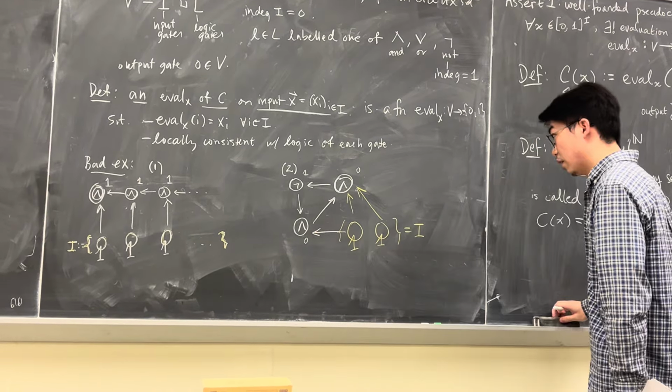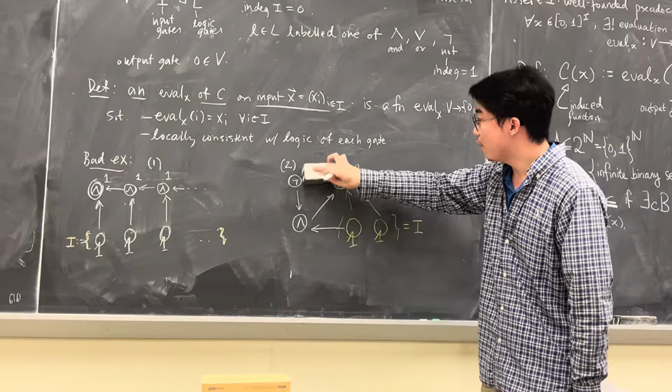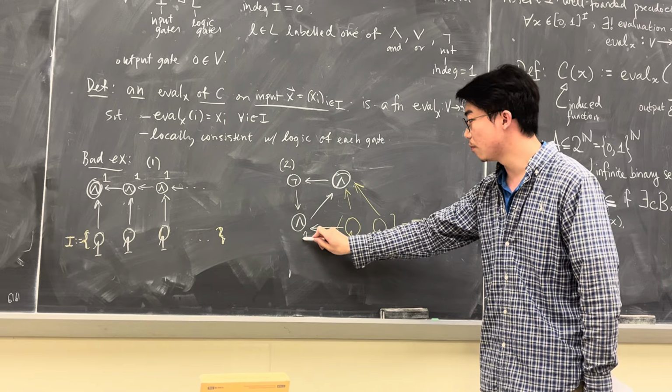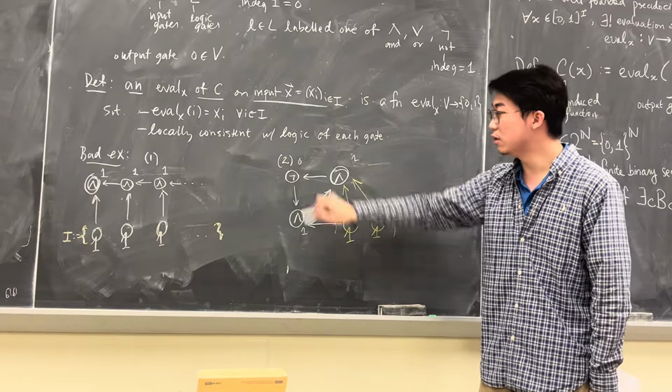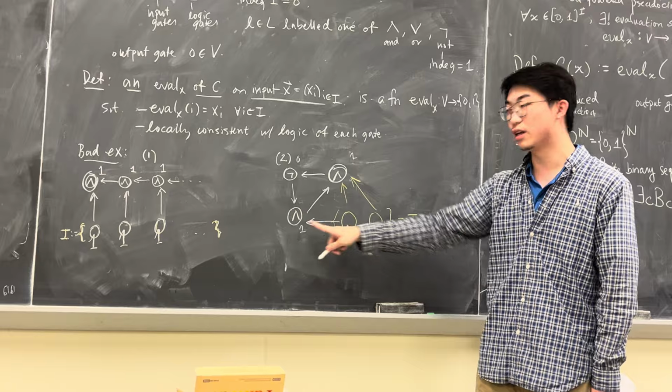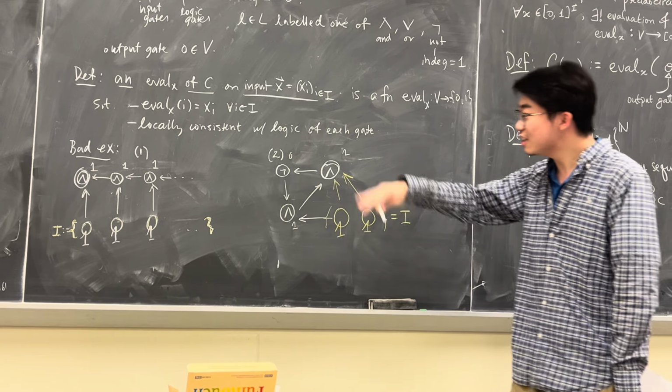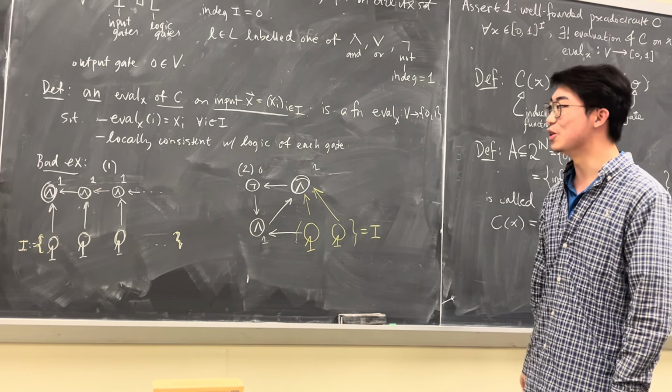Why is there not a contradiction before? If I had instead chosen a 1 here, then this would have been a 1 because it's a 1, 1, 1, and this would have been a 0. And again, there's a contradiction. A 0 and a 1 cannot produce a 1. Okay. So this situation has no evaluation.